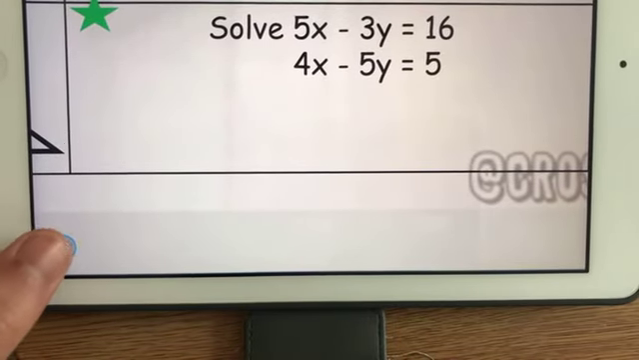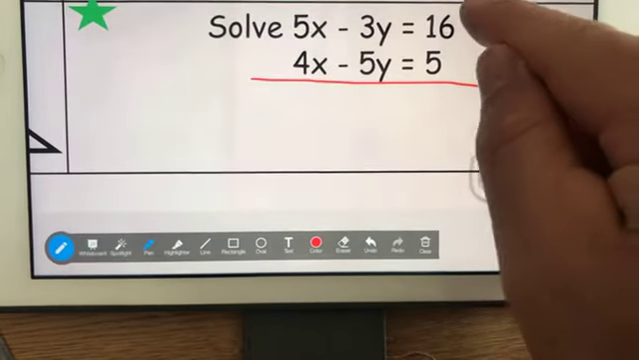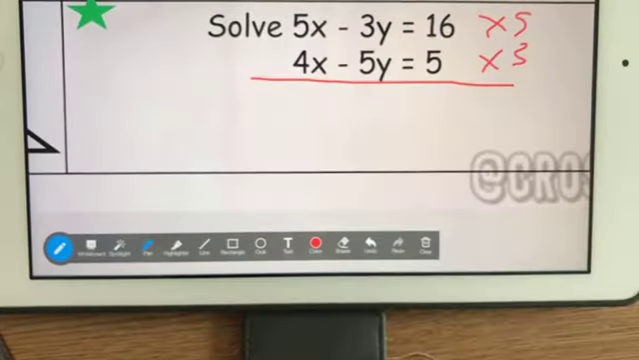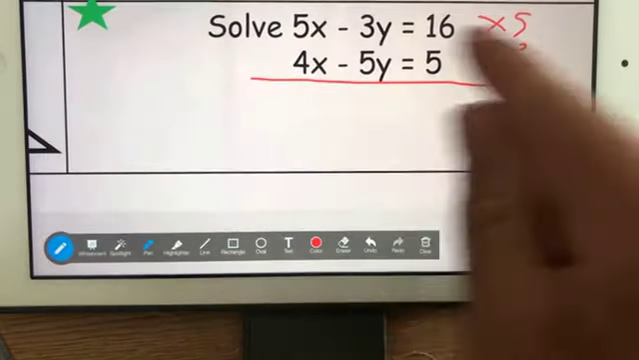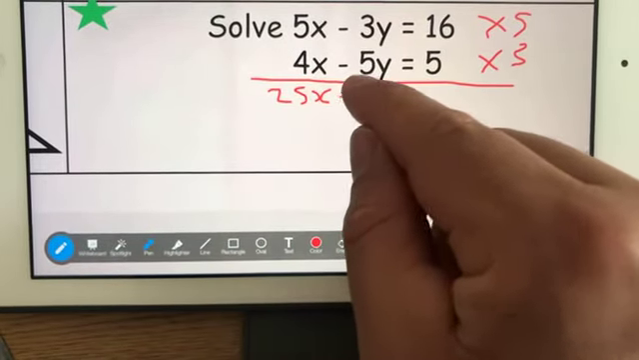Okay, I got to make the y's the same. Now, in order to do that, I'm going to times the top by 5, and I'm going to times the bottom by 3. What I'll do is I'll make both the y's into a 15. Make sure you times every single thing on the top. If I times all the top, I end up with 25x take away 15y.